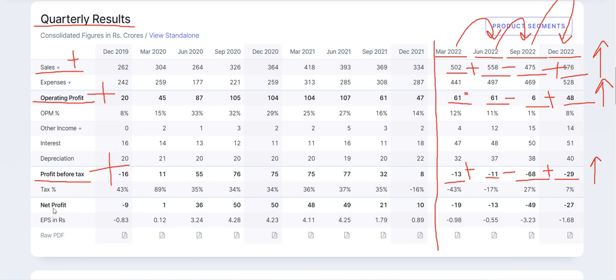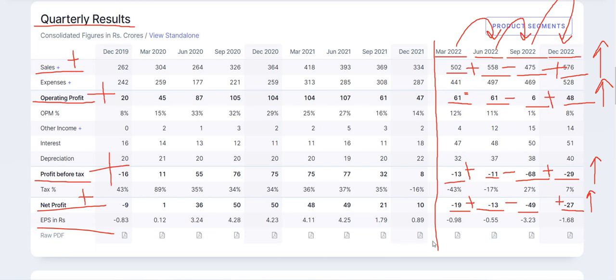So we'll mark positive. Coming to net profit, it is minus 19 crore rupees. From there, it improved to minus 13 crore rupees. But in September 2022, it decreased to minus 49 crore rupees, and in December 2022, it increased to minus 27 crore rupees. Improved. Okay, so net profit is improving on every quarter basis, leaving one quarter.